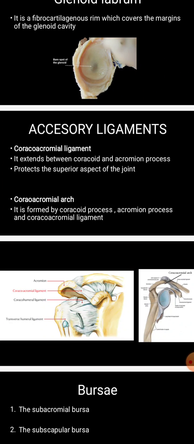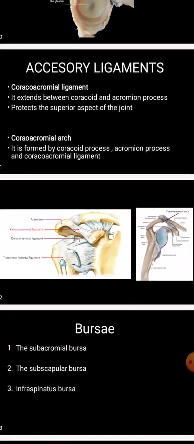Okay, and it is providing the stability of the superior aspect of the joint here. Okay, now the coracoacromial arch is the second support of the shoulder joint here. The coracoacromial arch is basically formed by the coracoid process, the acromion process, and the coracoacromial ligament.